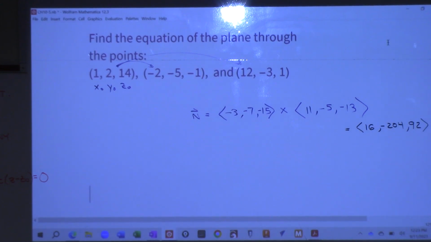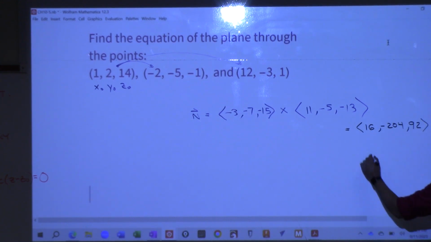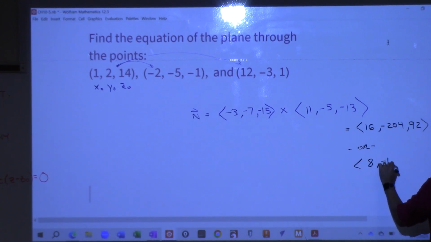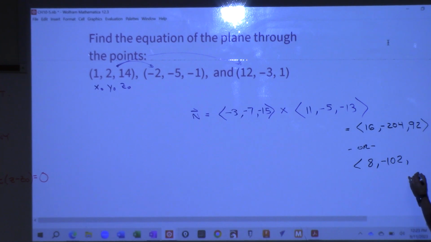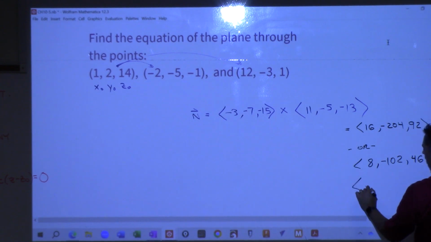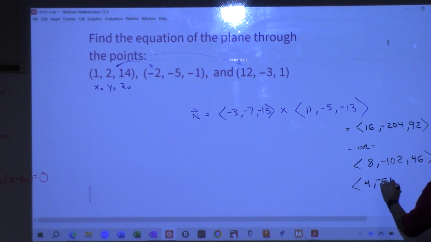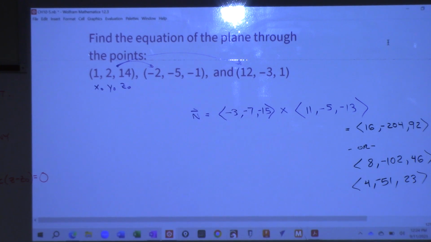Now, yeah, I was going to say, we can do any vector that's orthogonal. So we can do any scalar multiple of this. So let's try and make it nicer. Let's divide everything by 2. We get 8, -102, and so on. Divide by 2 again. I think we're good. That's just a smaller vector. It doesn't matter, just any normal vector.